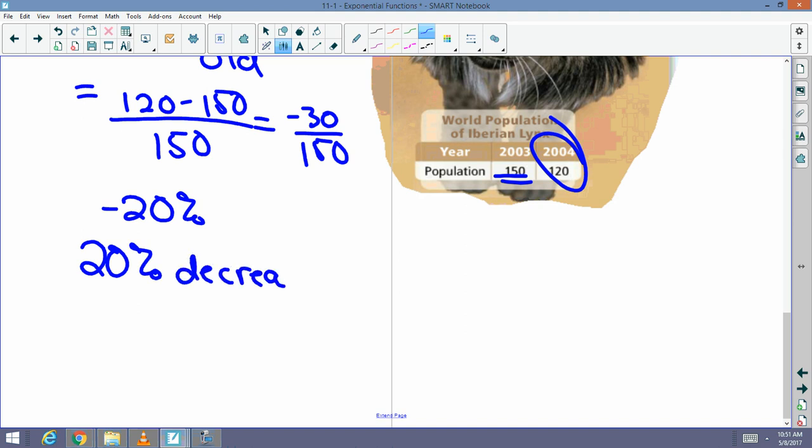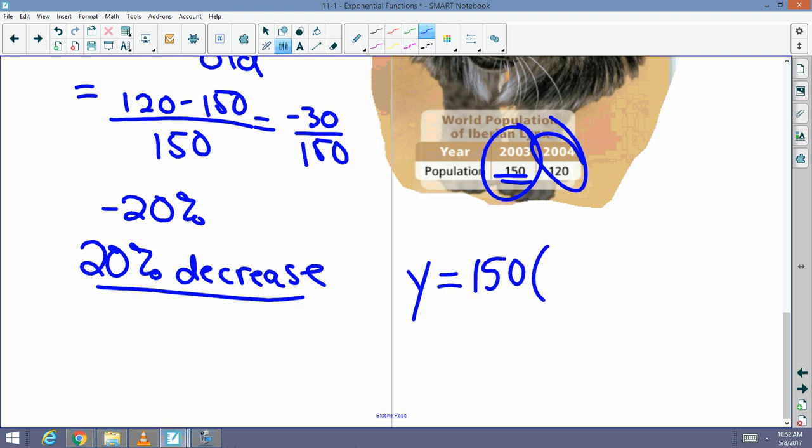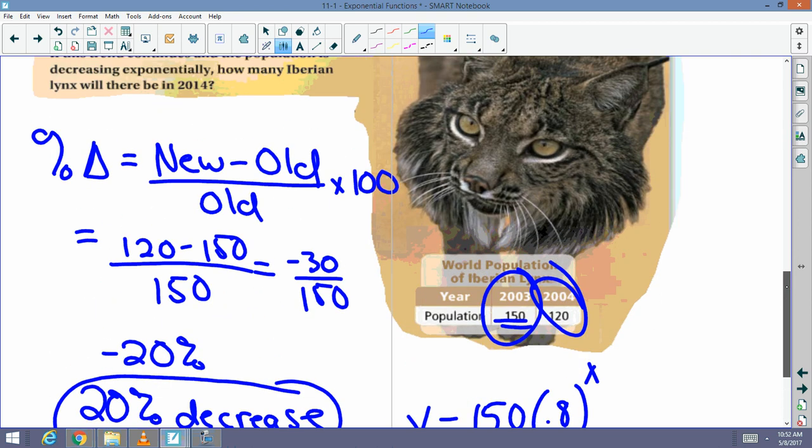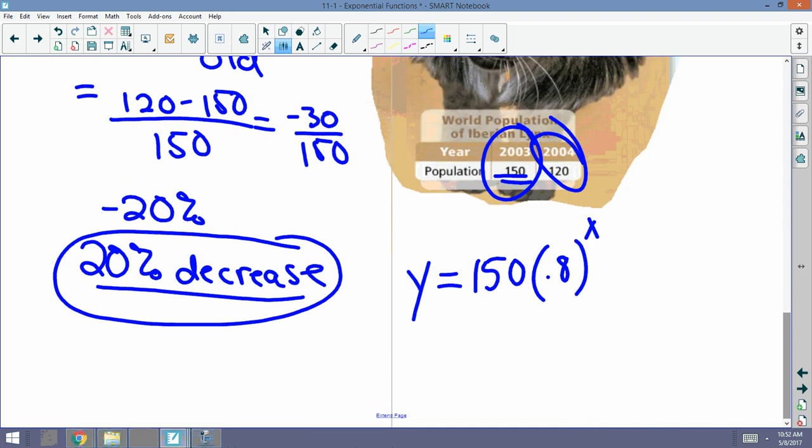Now, I'm not done yet though, because I want to predict now in the future. I said that if this stays constant, what's going to happen to the population? Well, y equals the original amount in 2003, that's my A, times a decay of 0.8, right? Because it's a 20% decrease. 100 minus 20 is 80% to the x power. I want to know where it's going to be in 2014. Guys, how many years from 2003 to 2014?